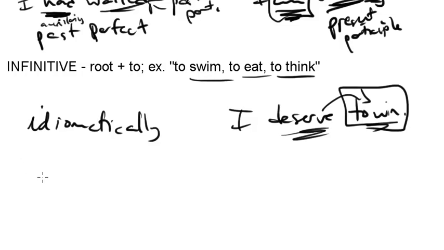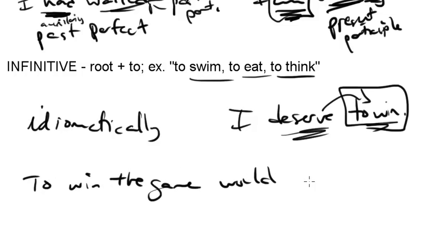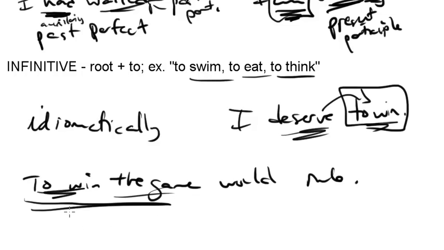They can also be used as nouns. So an example of that would be something like, to win the game would rule. So here, to win the game is an infinitive. You've got to win and then the game. It's an infinitive, but it's acting as a noun. They can act as adjectives. They can act as adverbs. I'm not going to show you examples of that. They can act in a lot of different ways.